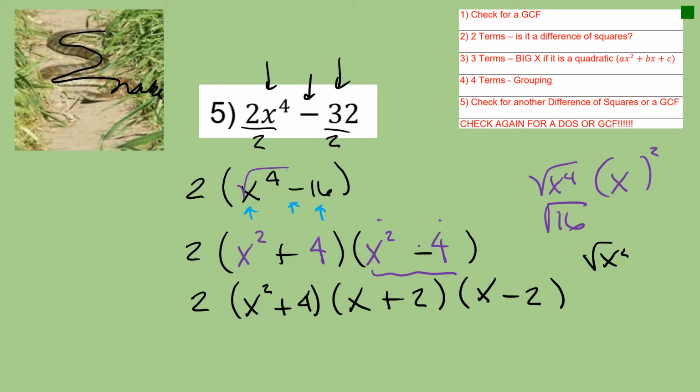Holy McMullenstein. That was crazy. GCF, difference of squares, so much going on.